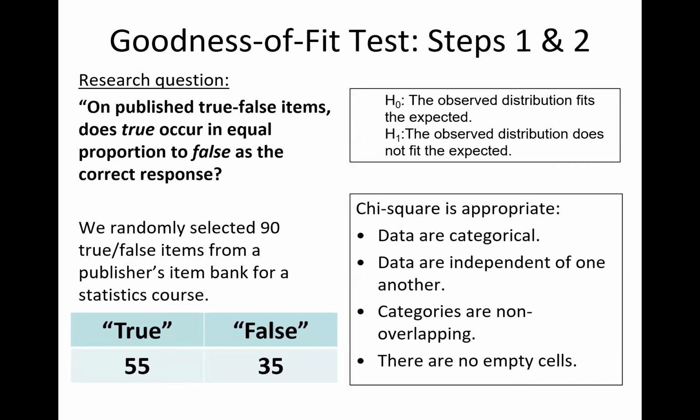So how do we know, step 2, if chi-square is appropriate? The data are categorical, true and false. The data are independent of one another, and the categories are non-overlapping. Nothing can be true and at the same time false. And there are no empty cells. There are cases that are true. There are cases that are false. Some other time we may get into chi-square being inappropriate to run if you have a very small sample size or a very small expected value. But we're not going to run into that in this video.